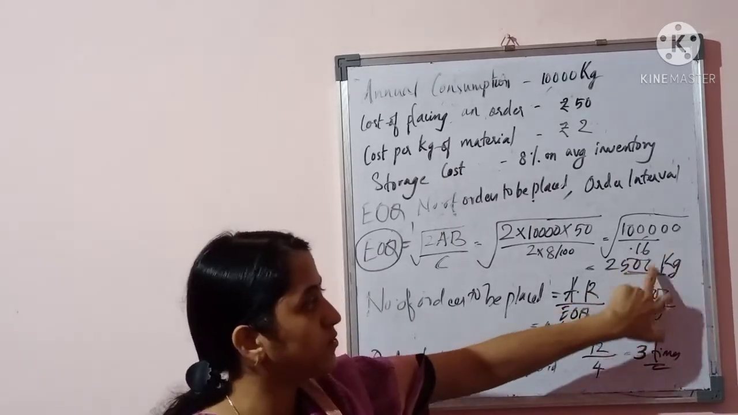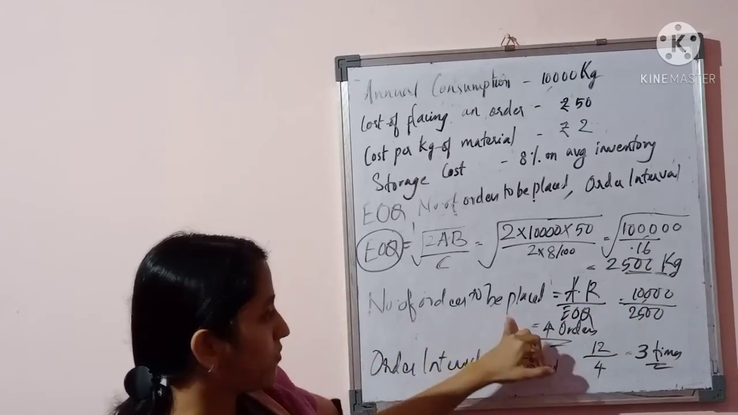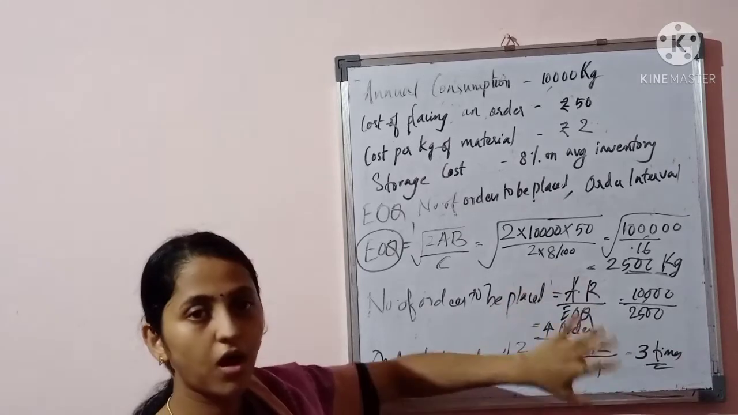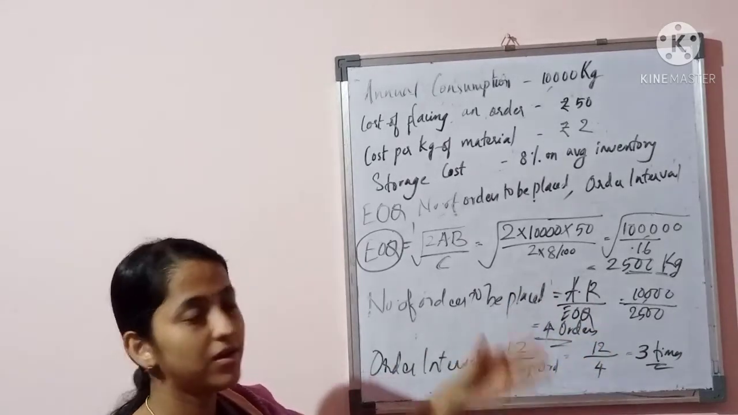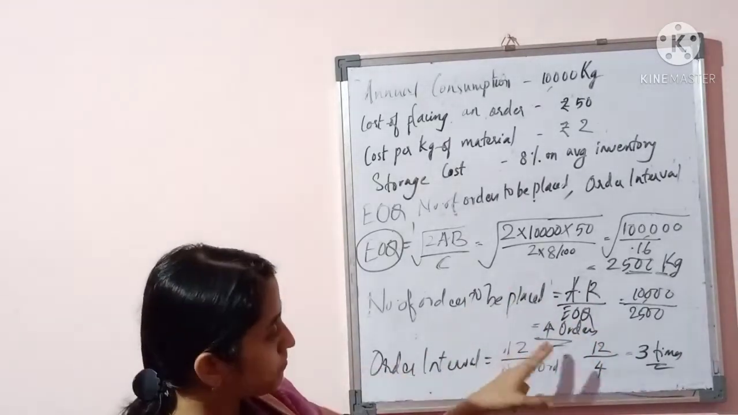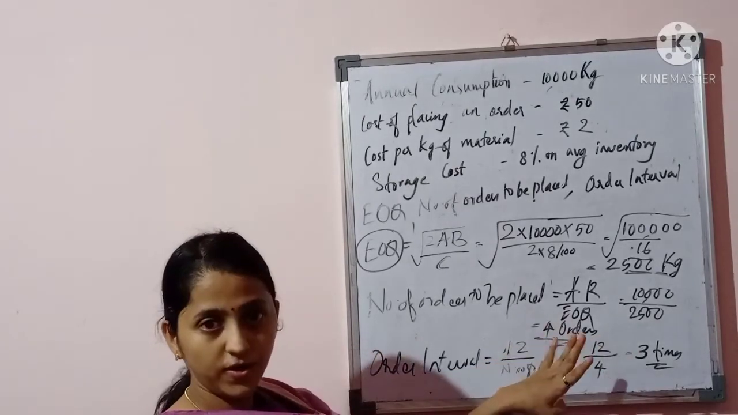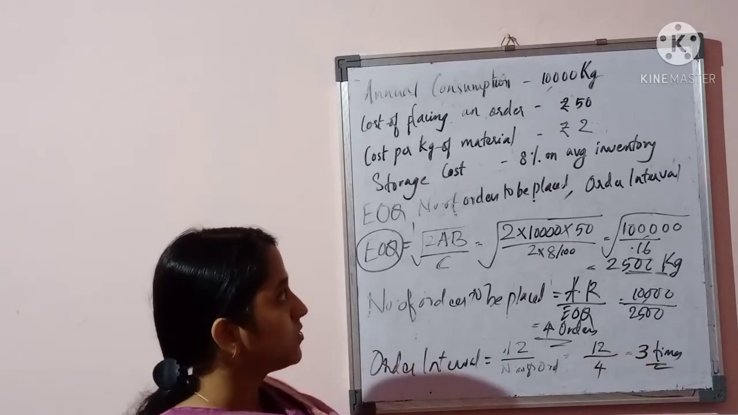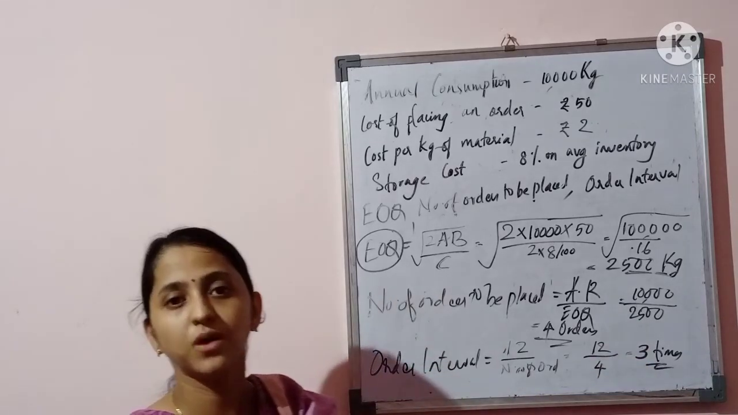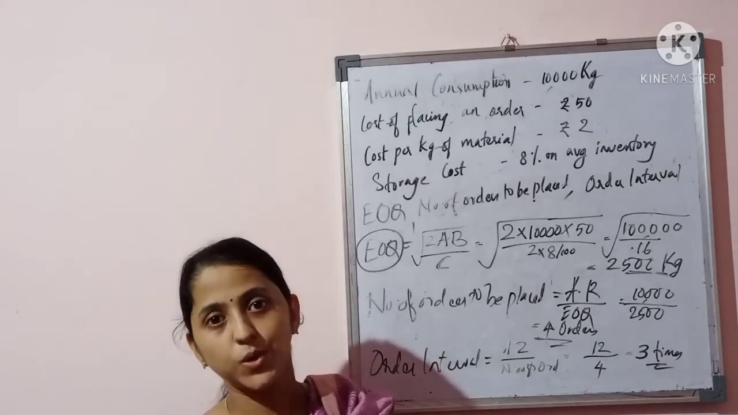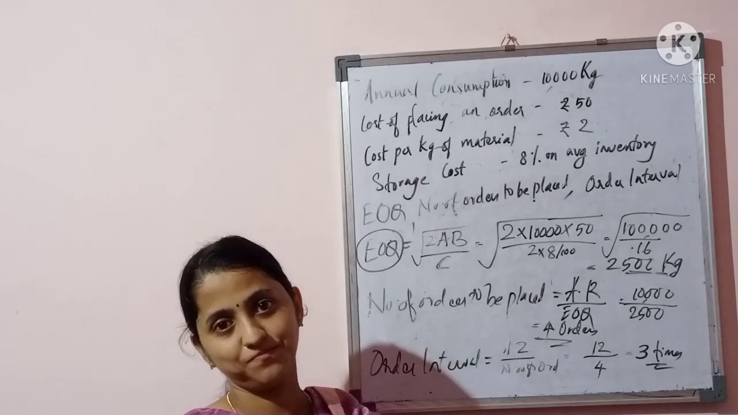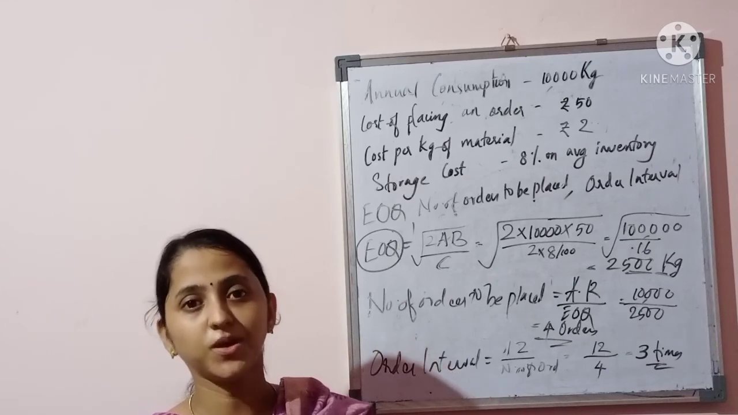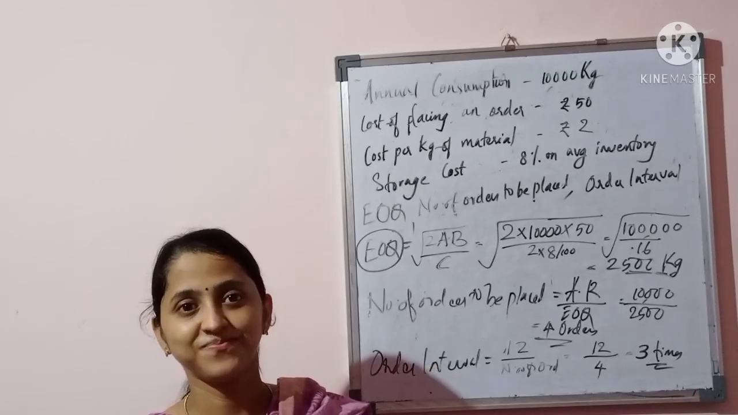Here it is quantity, so it is in kg. Here number of orders, so 4 orders, and last, order interval, that means how much gap should be there between 2 orders. So in a year there should be 4 orders at 3-month intervals. So this is how to do a problem in EOQ, economic order quantity. Hope you are thorough with economic order quantity. Thank you.